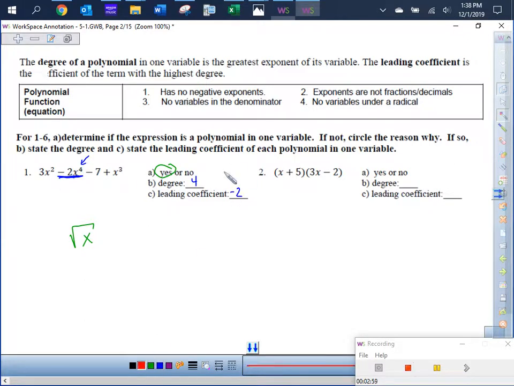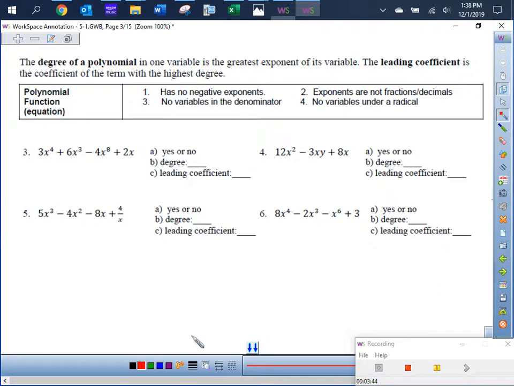So this is a little neat one. First, we have to FOIL this out right here before we can answer any of these questions. You can tell it's got one variable, right? That's because there are no y's or z's or anything like that. So first terms times each other, outside terms, inside terms, and last terms. Go ahead and combine like terms. Plus 13x minus 10. One variable, so far so good. No negative exponents, no fractions or decimals as exponents, no variables downstairs, and no variables underneath the radical. So bada boom, this is a yes. What is the degree? Boom, it's got degree 2 and a leading coefficient of 3.